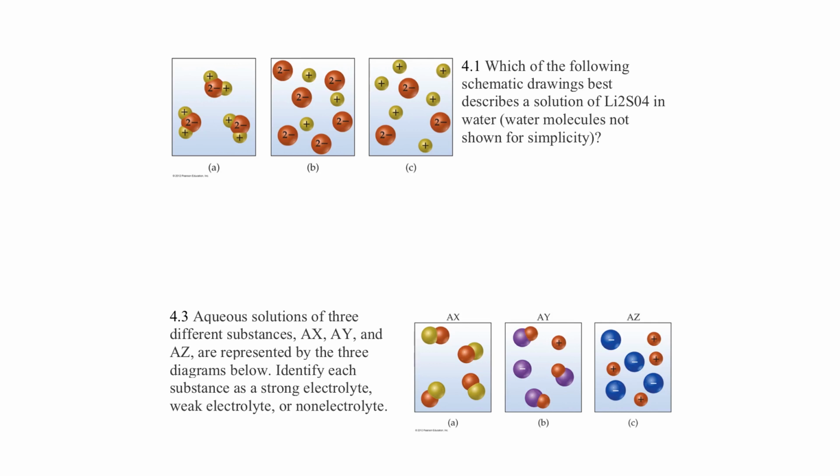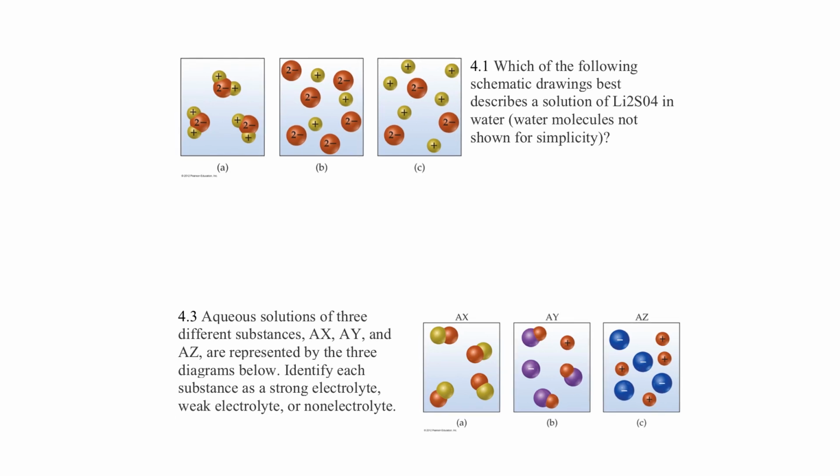We are in Chapter 4 on solutions, and this is the end of the chapter questions, numbers 1 and 3. Numbers 1 and 3 both have pictures, which will help us a little bit. Which of the following schematic drawings best describes the solution of Li2SO4? Let me rewrite it. I should have put some subscripts there for you.